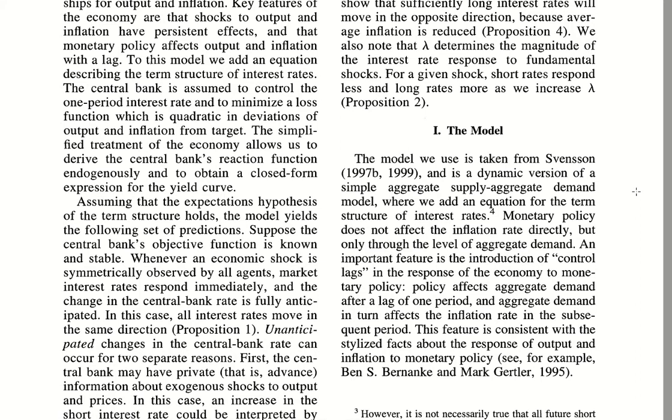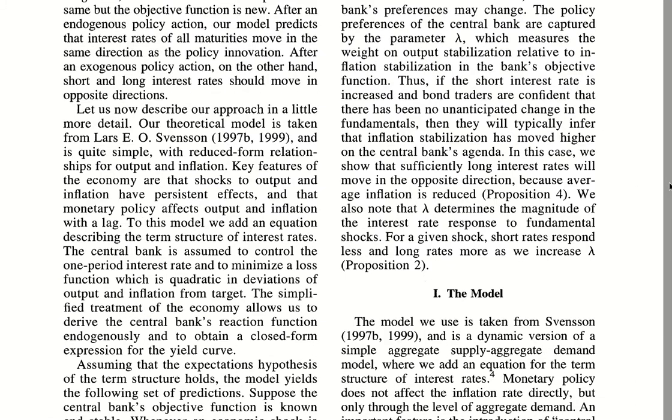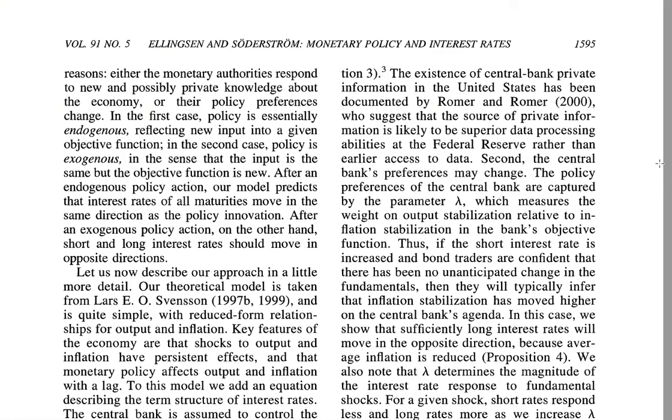First, the central bank may have private information about exogenous shocks to output and prices. In this case, an increase in the short interest rate could be interpreted by market participants as an indication of increased inflation, and as the central bank acts to squeeze inflation out of the economy, interest rates of all maturities go up. The existence of central bank private information in the United States has been documented by Romer and Romer 2000, who suggest that the source of private information is likely to be superior data processing abilities at the Federal Reserve, rather than early access to data.